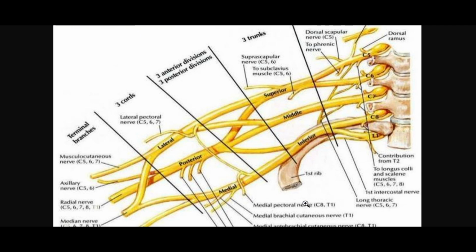A Pancoast tumor, this is the first step. So when a Pancoast tumor arises here in the lung apex, it usually invades the first rib and also invades the lower trunk or inferior trunk of the brachial plexus, which is made by C8 and T1.